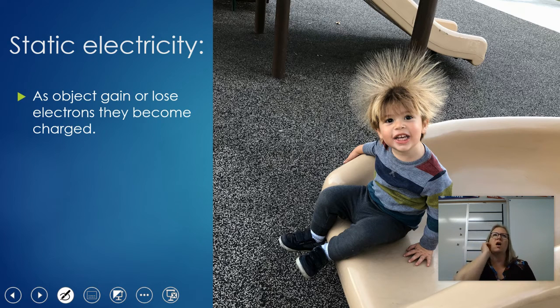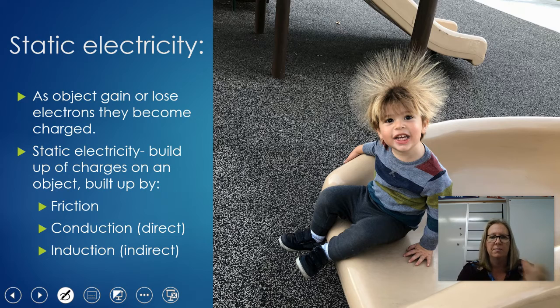So as these objects gain or lose electrons, they become charged. If they gain electrons, they become negative. They lose electrons, they become positive. And static electricity is the buildup of charges on an object. It can be built up by friction, which is the picture here, and that's the most common way. When you walk across the room in your socks and then you get shocked when you turn the light on or touch somebody, that's static electricity that's been built up because of friction. Lightning is built up with friction. The water particles in the cloud, the air particles, updrafts and downdrafts, everything's rubbing up against each other. It's just a huge buildup of static electricity.